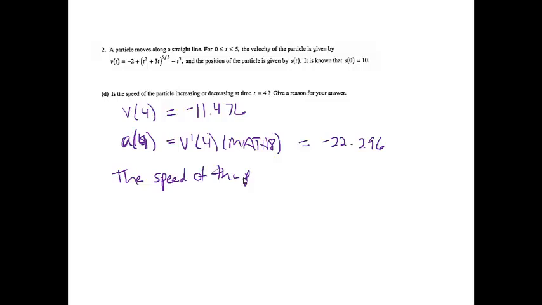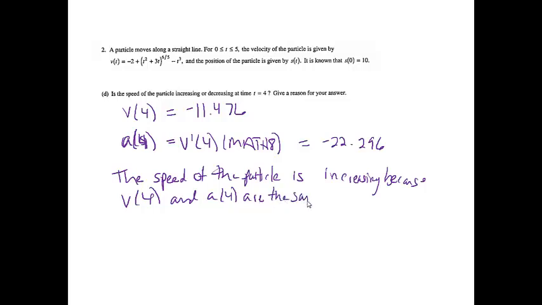For both of those I got negative answers, so I'm going to say the speed of the particle is increasing, and that's because v of 4 and a of 4 are the same sign at t equals 4. All right, and that's pretty much all we have to say on that one. So this was worth 2 points. If we came up with a conclusion that the speed of the particle is increasing, we'd get a point. And then if we said why, we'd get a point. So that was worth 2 points again.